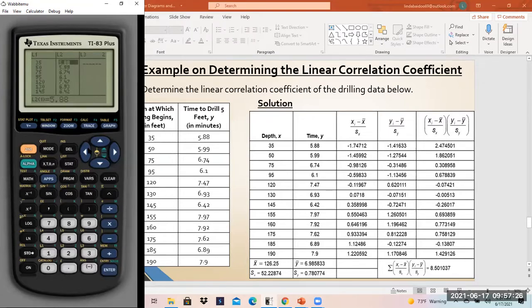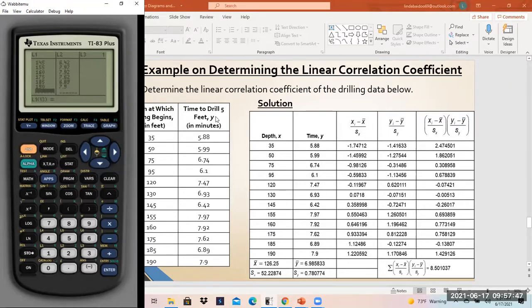And I know that you know how to put in the values. Because of time, this is a lot of values. I don't even have a lot of time to teach. I wish we had more time. I only have 6 weeks. So because of time, I put in the values already for you. So this is our 35, 50, all the way to 190. So these are the values that we have here for our X.